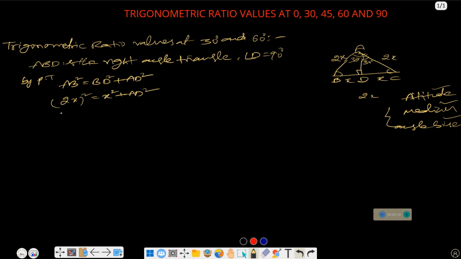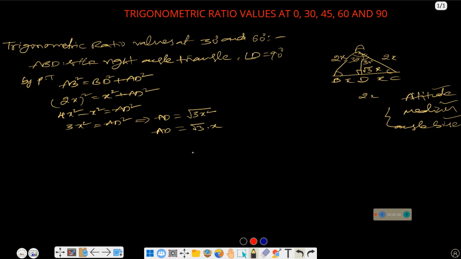Now 2x whole square means 4x square, and moving x square to this side, 4x square minus x square, 3x square is equal to AD square. This implies AD is equal to root of 3x square, which means AD is equal to root 3 into x. So what is the length of AD? Root 3 into x. Is it clear? So in this triangle AD value is root 3x.